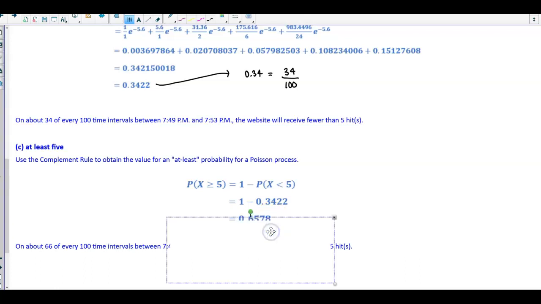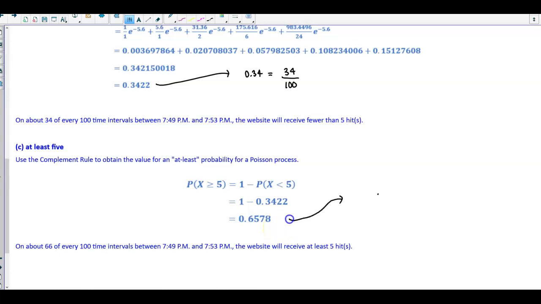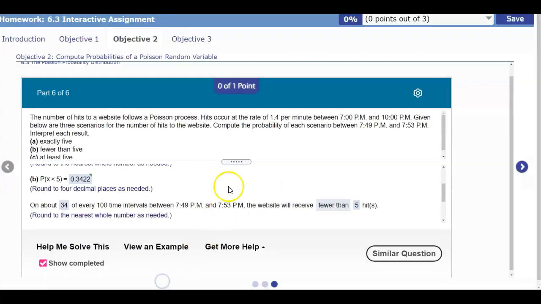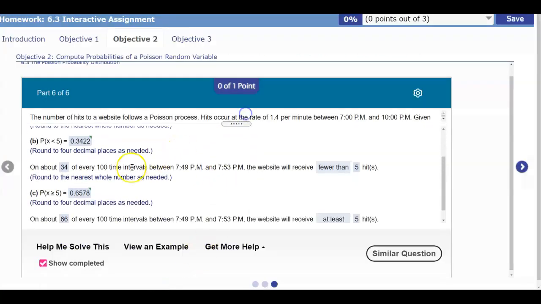When we subtract that value, we get 0.6578. So that is the probability. Now if we round it to 2 decimal places, this would give us 0.66, which then would be 66 over 100. And then we would say that on about 66 of every 100 time intervals between 7:49 p.m. and 7:53 p.m., the website will receive at least 5 hits. And then going back to our question, we will see that our result is 0.6578, and there is our answer for the interpretation.